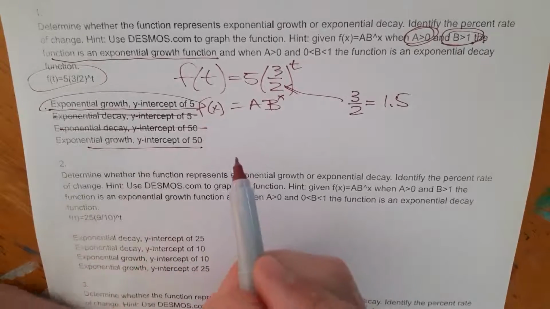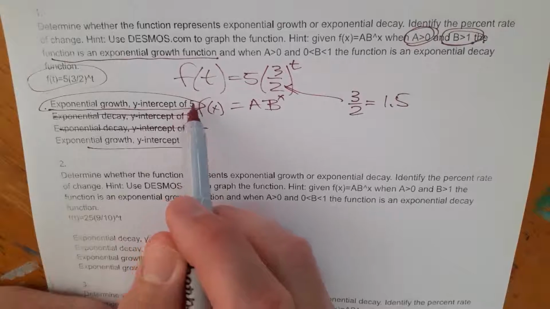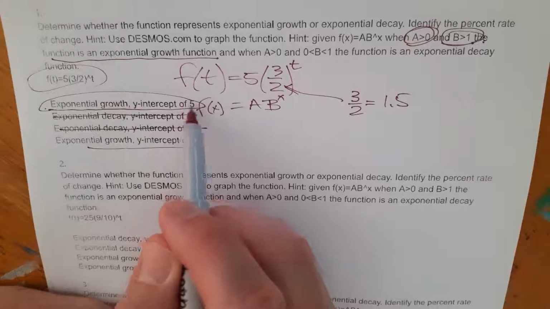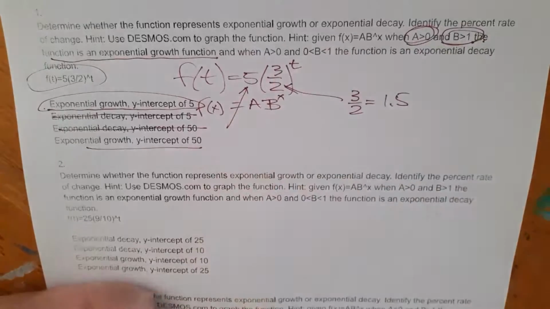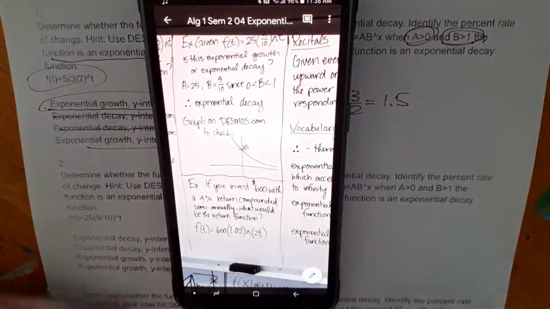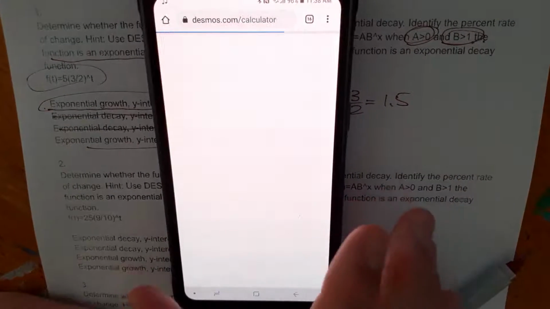The way it works is the y-intercept, or starting point, of this function is 5 because a is 5 right here. How do we know this? Well, they told us to do something that we need to do. They said, go to desmos.com and graph this thing.